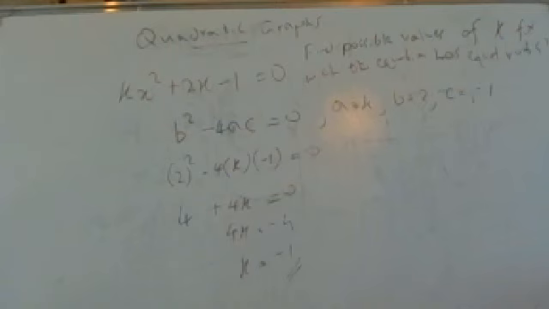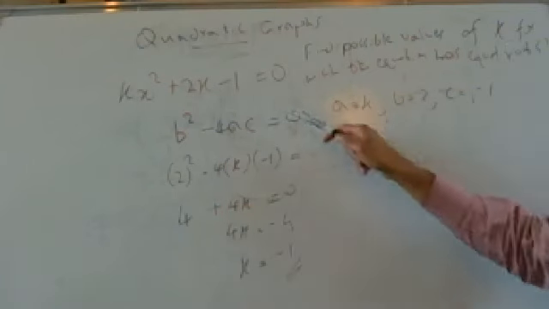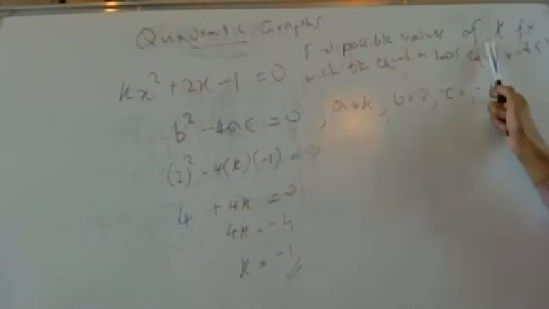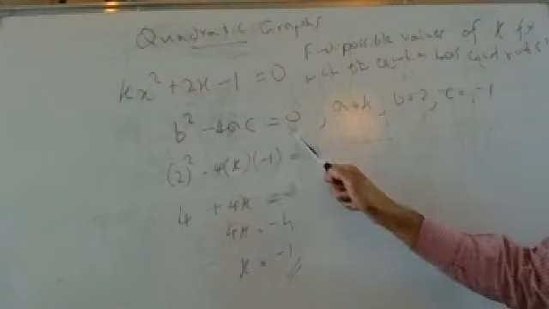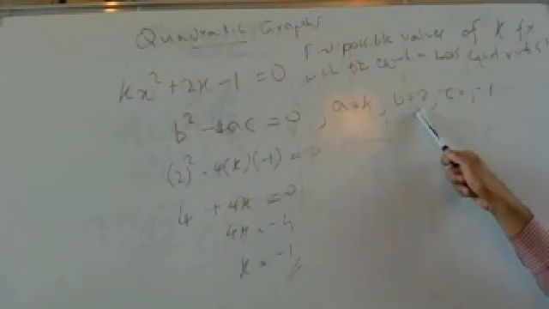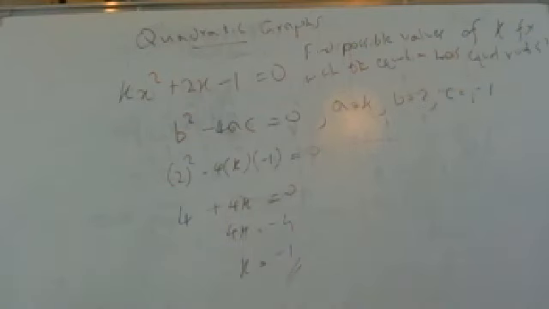I hope that makes sense. All you do is use whatever information they tell you. If they tell you this has 2 roots, then you just do that greater than 0. If it says it has no roots, you do less than 0. Because it says it has equal roots, you make b squared minus 4ac equal to 0. Just write your lineup of a, b, c here: a equals k, b equals 2, c equals minus 1 in this particular question. Fill them in and work out the value of k.